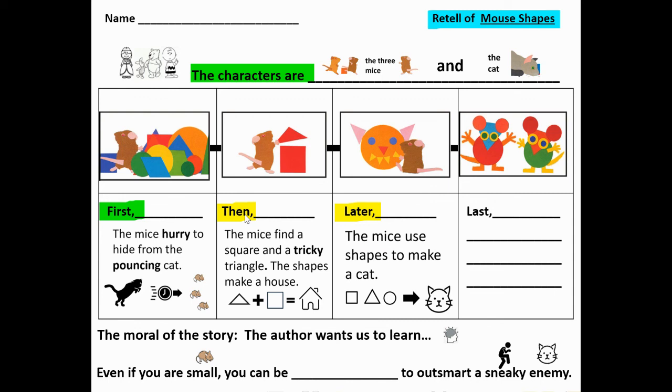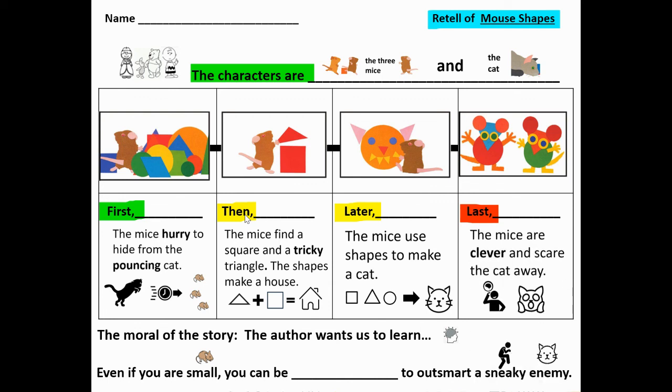And finally, last, what do the mice do? Well, last, the mice are clever and scare the cat away.